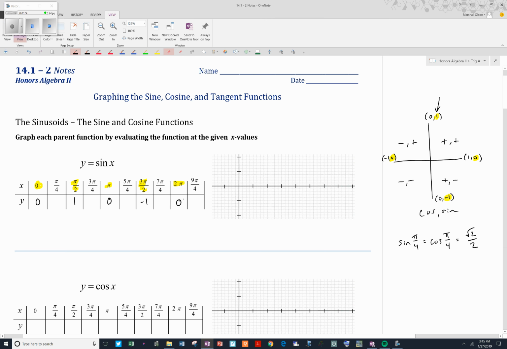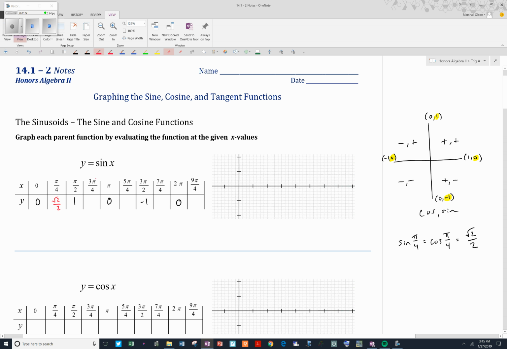We could continue this table on forever. This function is periodic. It goes on forever and continues the same y value patterns as it goes. So now we'll take a look at the other values in this table, which are all values that have pi over 4 as a reference angle. So the first one is just pi over 4 itself. The sine of pi over 4 is the square root of 2 over 2.